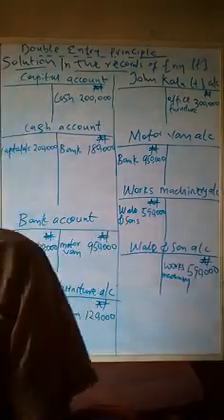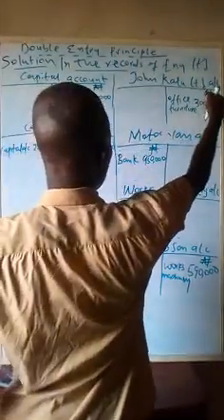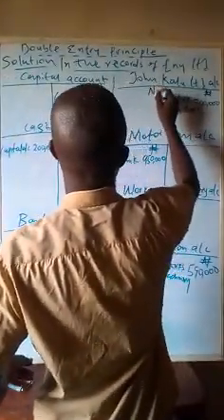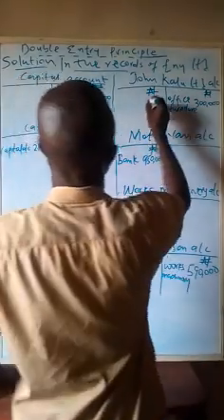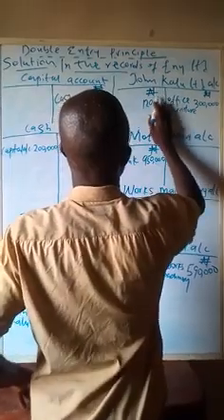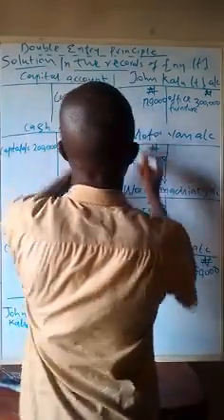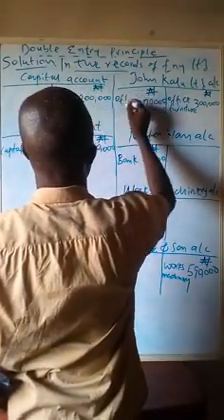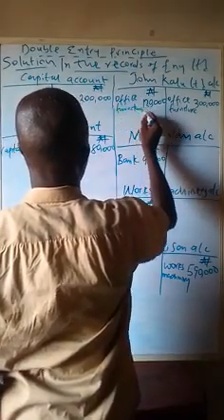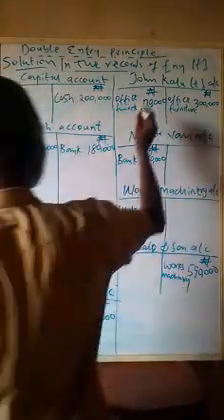Then where is John Kalu? John Kalu is now receiving. Formerly, John Kalu was giving out. Here, John Kalu is now receiving. So what do you do here? 120,000, we return it to John Kalu. And what is the corresponding entry? That is office furniture. We manage it like that. That is 120,000 naira. Next.